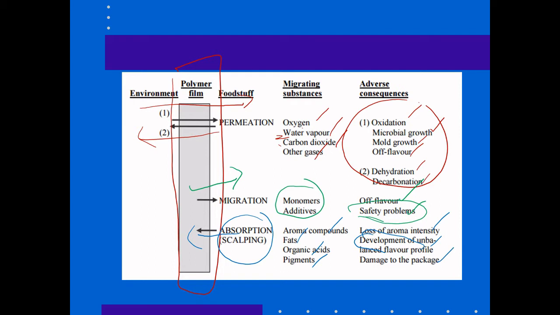Okay, this one is very simple. Let's say you buy something that is wet, and then the packaging material is made of let's say paper polymer. So means it become wet as well because it absorbs moisture from the foodstuff and eventually torn apart. Okay, so that is example of damage done to the packaging material due to the absorption.